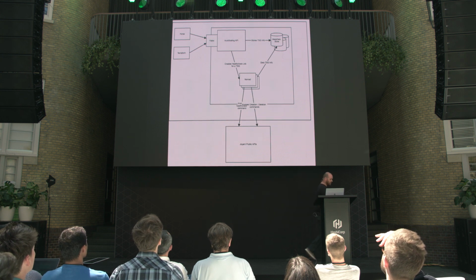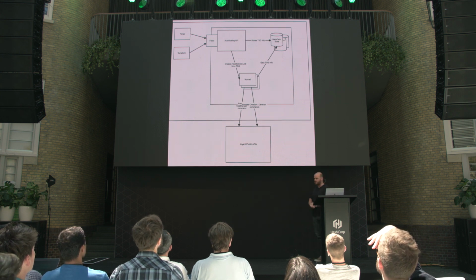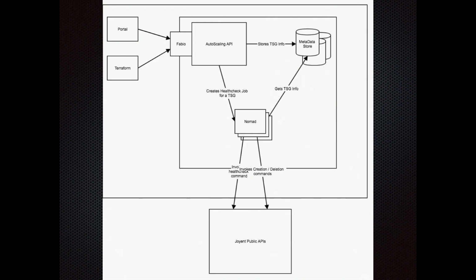So I mentioned that we were built on top of Triton. As we can see, we have the Joyent public APIs. This is what SDKs hit. This is what the Triton CLI hits. We took it a level on top. So this big black box at the top, we have 3 things in it.